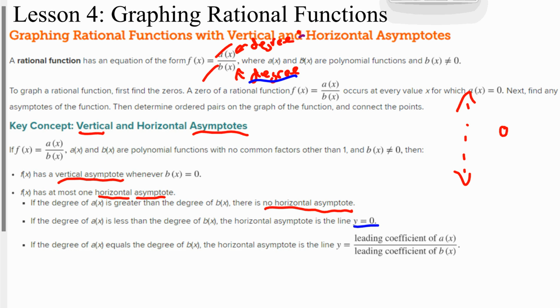And if the degrees are exactly the same, both squared or both cubed or both x's, then we take the lead coefficient of the top and divide it by the lead coefficient of the bottom. That would be our horizontal asymptote: y equals the lead coefficient over the lead coefficient. So here are a few examples.